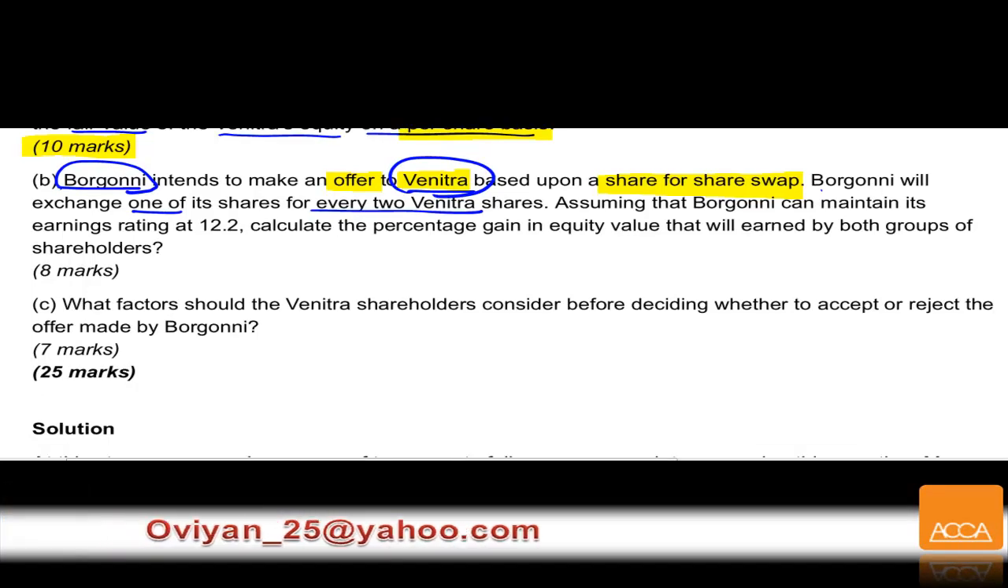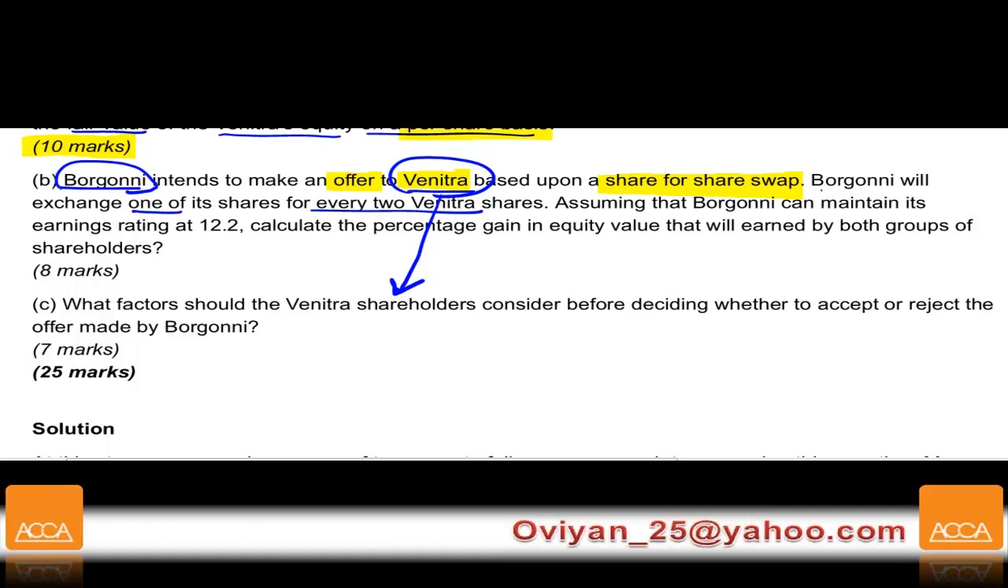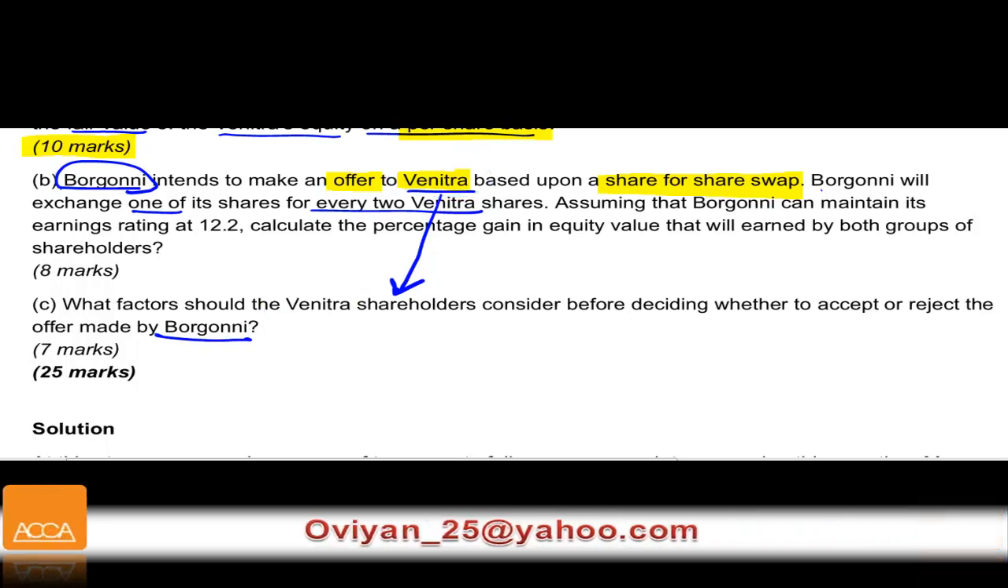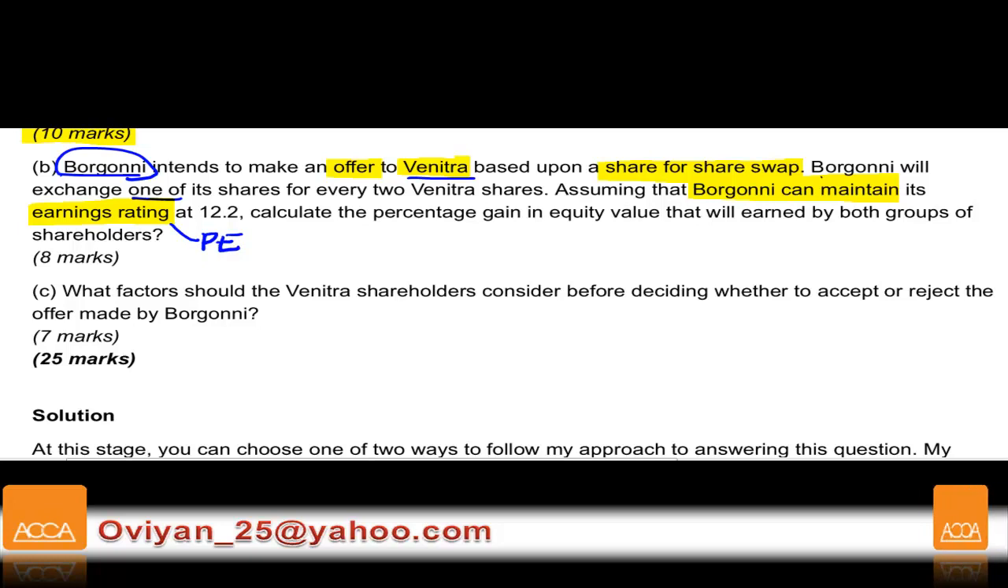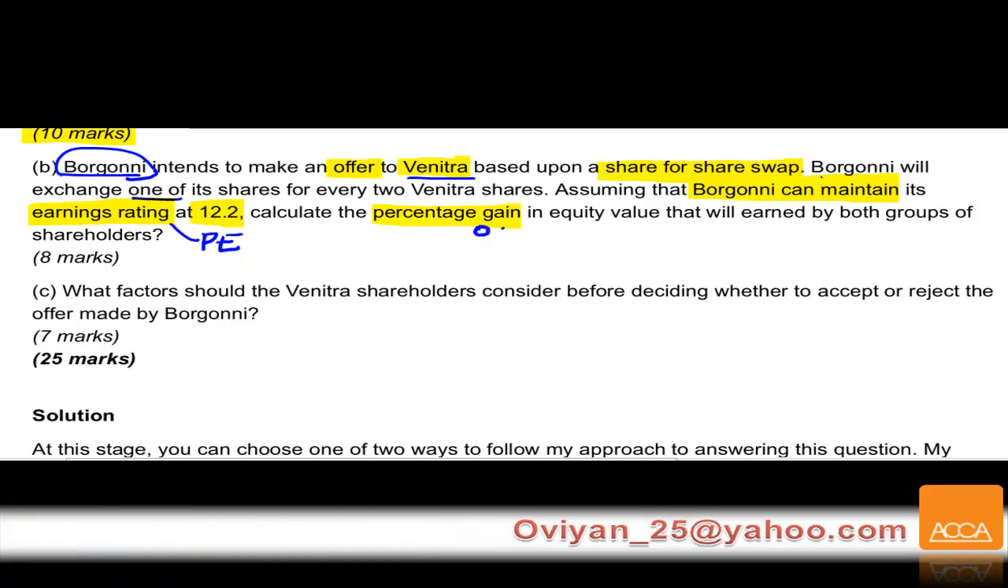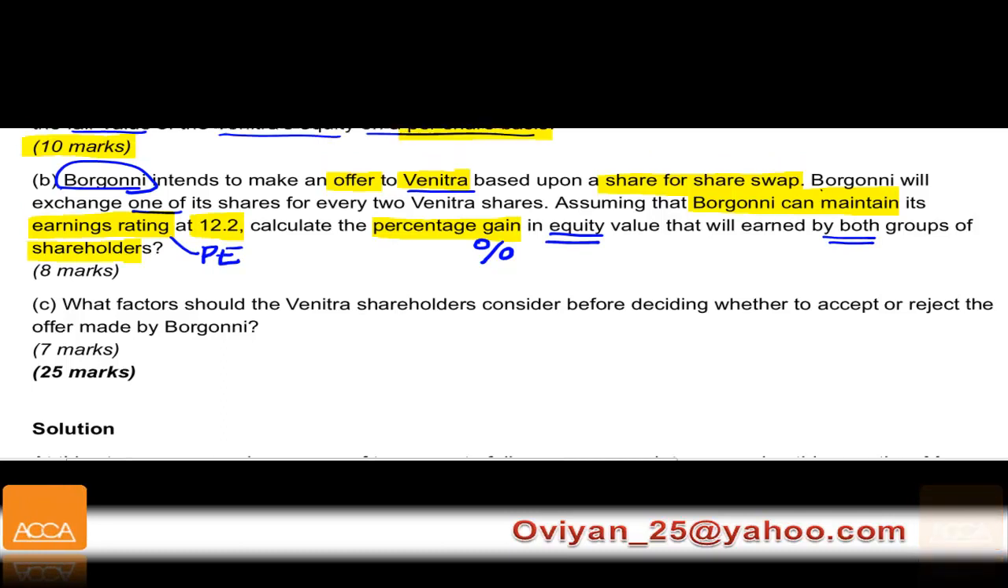But this question is concentrating on part C. What will you look for before you decide to accept the offer by Borgoni? That means from the Vinitra shareholders' point of view. Anyway, coming back down here. Assuming Borgoni can maintain, and this is the assumption that I want you to highlight, Borgoni can maintain its earnings rating, another name for PE ratio, at 12.2. Calculate the percentage gain in equity value that will be earned by both groups of shareholders. So this is going to give us 8 marks.